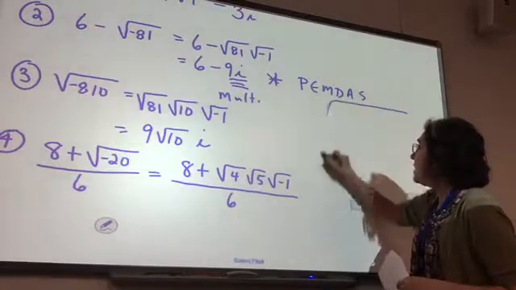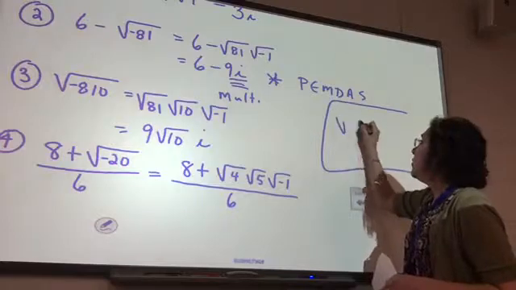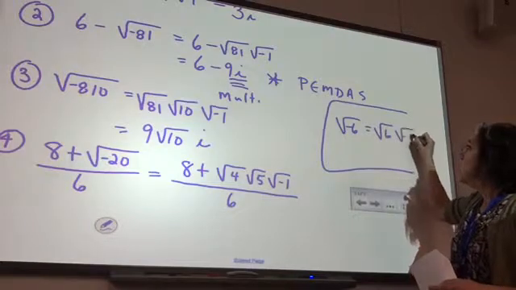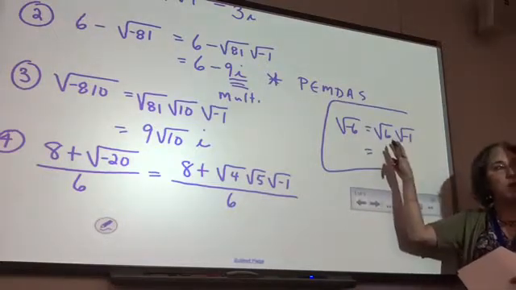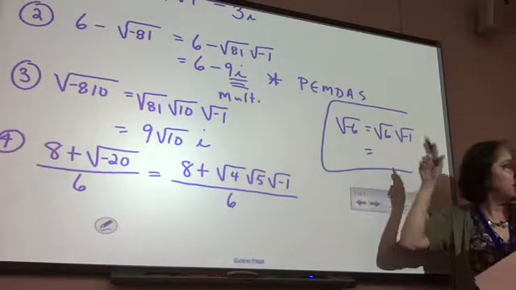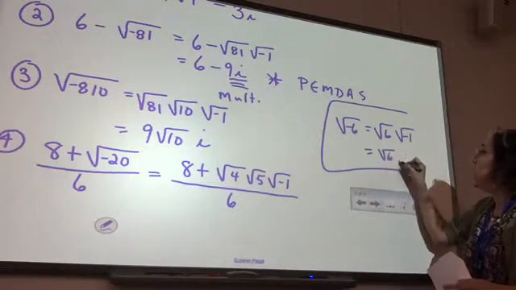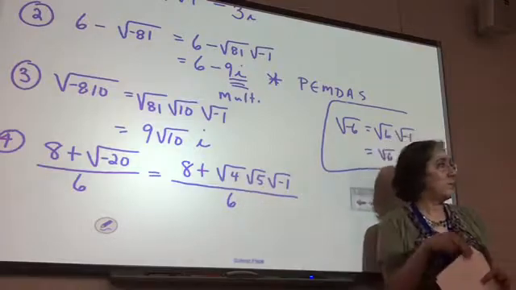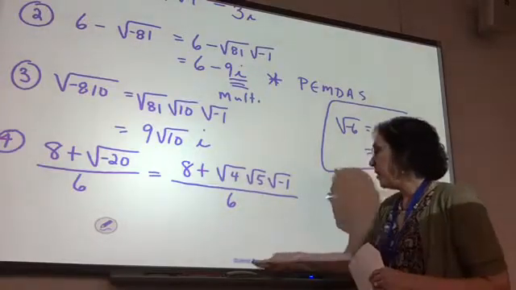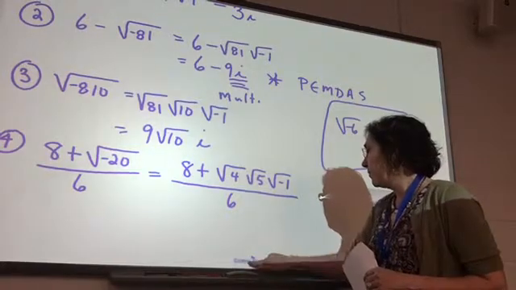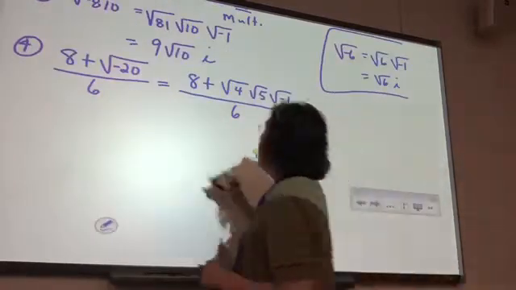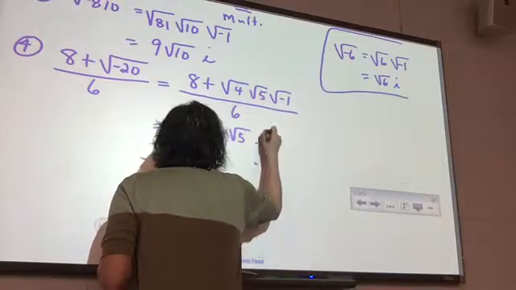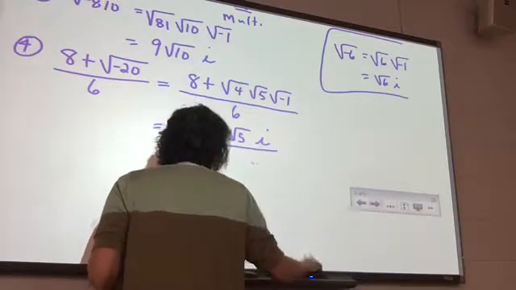Now, because she asked that, let me give a little sidebar here. What if it was just square root of negative 6? The only thing I would do with that is pull out the square root of negative 1, because 6 doesn't break down anymore. It doesn't have any perfect square factors. It's 2 times 3. So that's square root of 6 times i. That would be the only thing you do with that one. But the 20 had the perfect square factor, so we have to pull it out. So that is 8 plus 2 square root of 5 i on the outside of that radical, over 6.